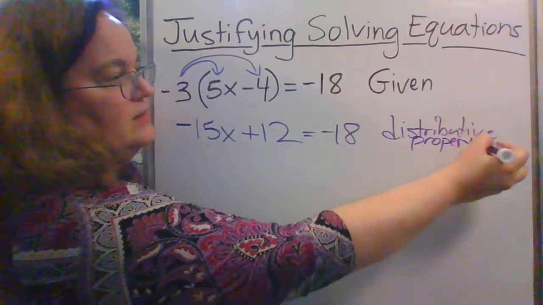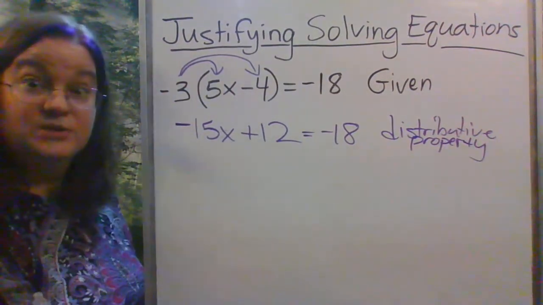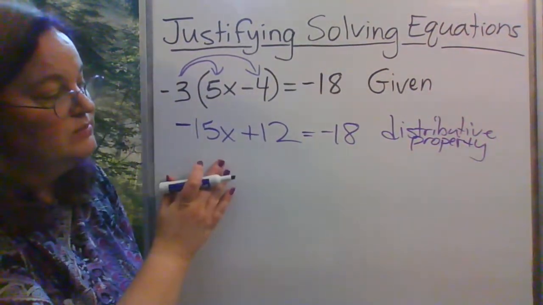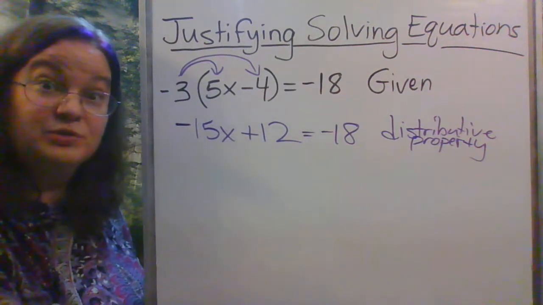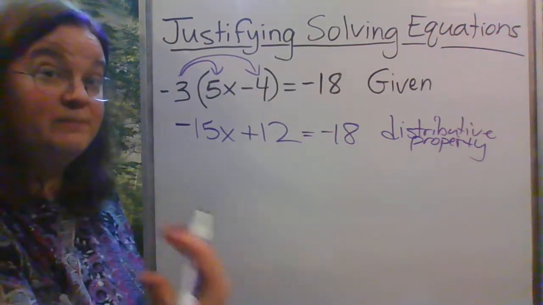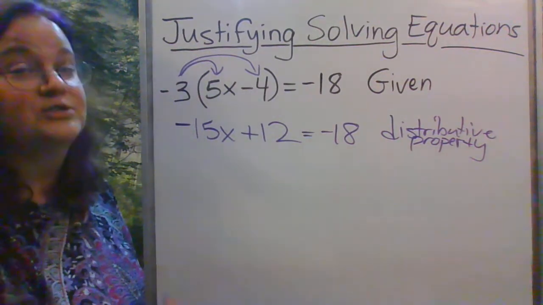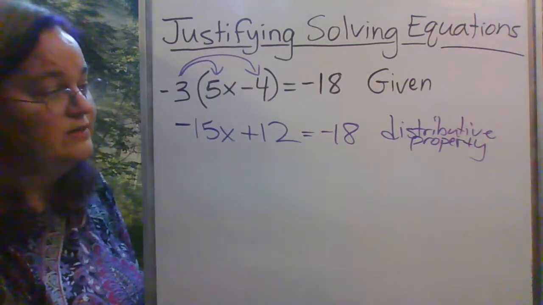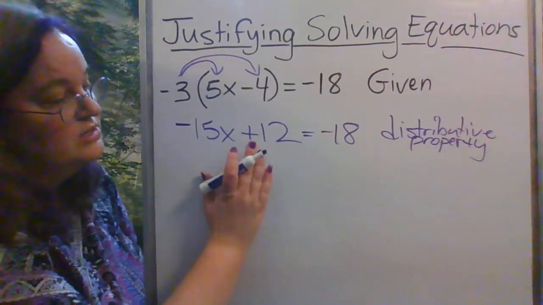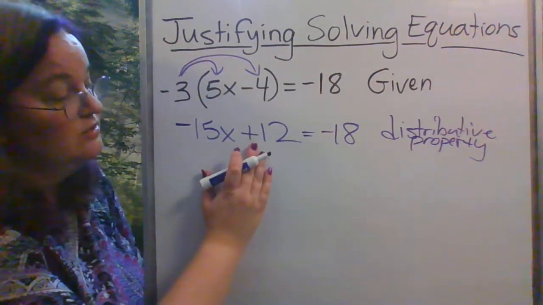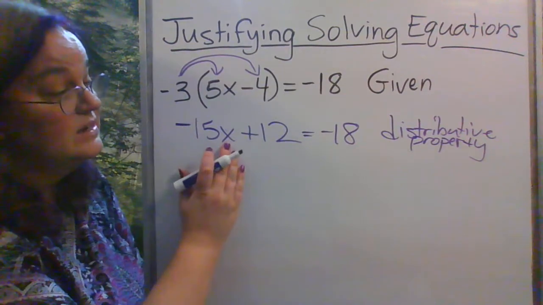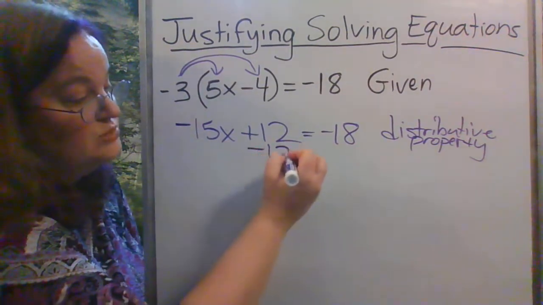Okay, so now let's think, what would I do next when I'm solving? Remember that we're working backwards through the order of operations, so we're going to do the opposite of the order of operations. The last step is addition and subtraction, so the first thing I'm going to get rid of is addition and subtraction. That means I'm going to get rid of the plus 12 before the -15 times. So I'm going to subtract 12.